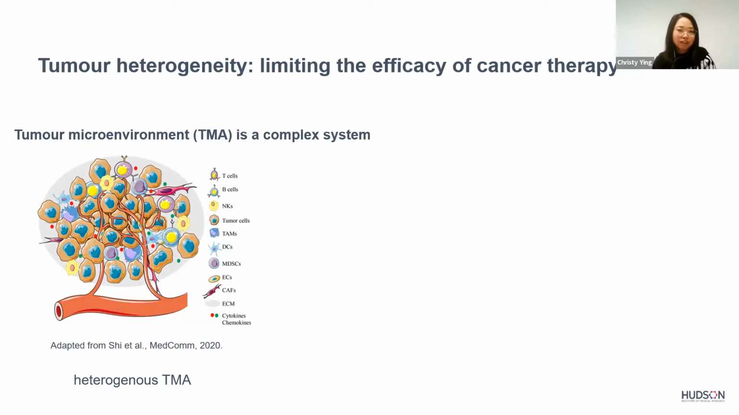As many of us know, the tumor microenvironment is a complex system, because there are various cell types in it. We can see the tumor cells and various immune cells, including T cells, B cells, NK cells, tumor-associated macrophages, dendritic cells, etc. This complicated system makes for a heterogeneous tumor microenvironment, and this could potentially lead to the limited efficacy of cancer therapy.